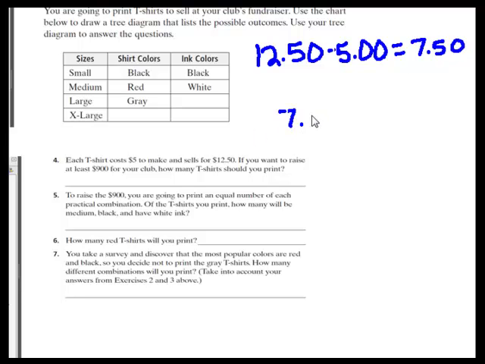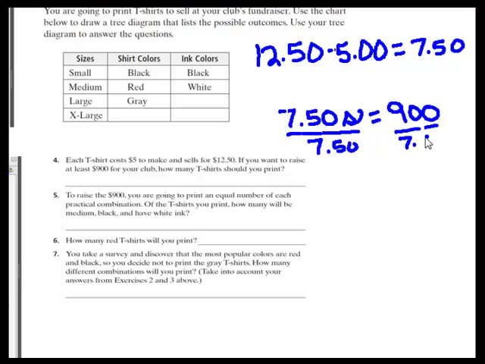Now if we take $7.50 that we make on each shirt times the number of shirts that we plan to sell, we will be making $900 profit. So if we solve for S, that's going to tell us how many shirts we have to sell to make $900. To solve this, you would have to divide both sides by $7.50. When we do the math, we find out that we have to sell 120 shirts to break even. Or to make $900.